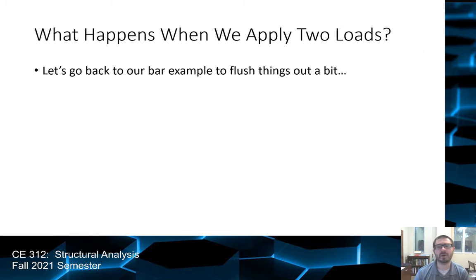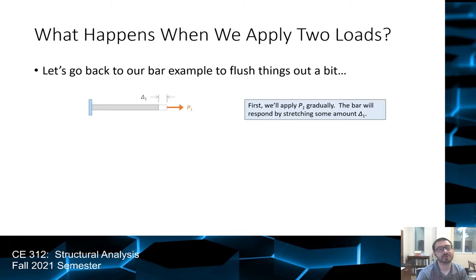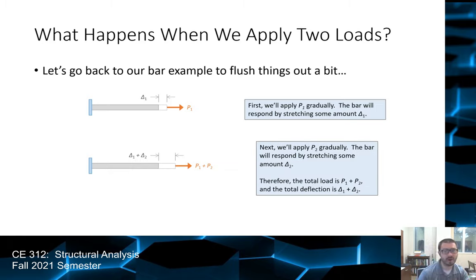So what happens when you apply two loads to a given structure? Let's go back to the original bar and let's flesh things out a bit. So I have a bar here and it's loaded by P1. And so the bar will stretch some amount, we'll call that delta 1. Then I'm going to apply P2. So before I had just P1, now I'm going to put P2 on top of it, okay? And so the bar will stretch some amount corresponding. So stage 1, we have just P1. And so the total deflection is delta 1 plus delta 2, okay?